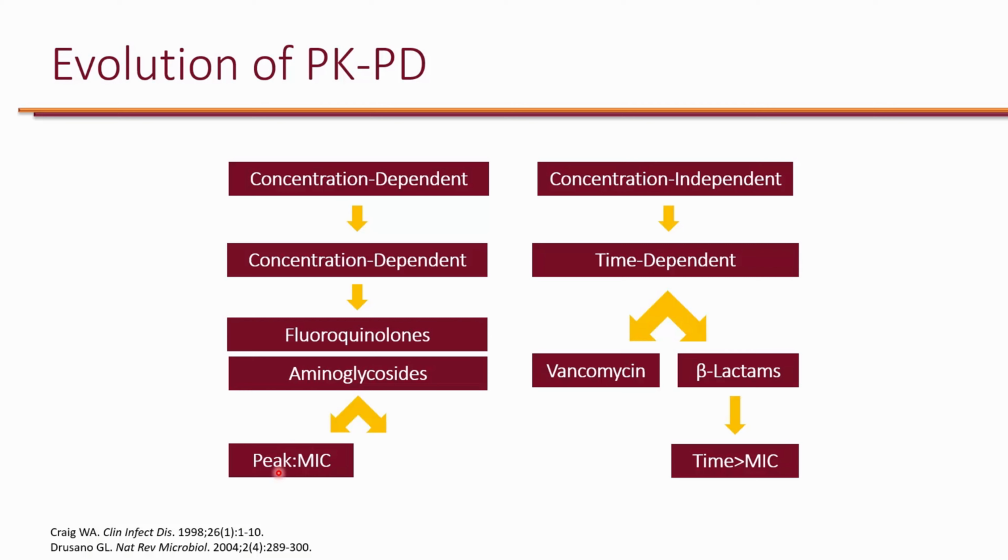Then there's the concept of AUC, or area under the curve, to MIC ratio, which is used for aminoglycosides and fluoroquinolones, which I will explain more. But this AUC to MIC is also used for vancomycin. So generally speaking, peak to MIC ratio is used for concentration-dependent, and time above MIC is used for time-dependent. And then AUC to MIC, it just depends. For some antibiotics, AUC to MIC means concentration-dependent, and for some antibiotics such as vancomycin, it just means time-dependent.